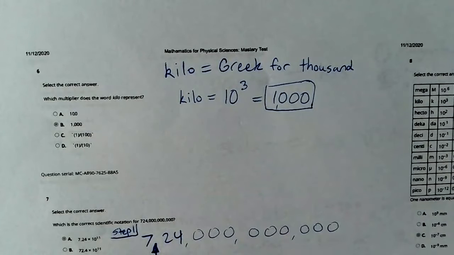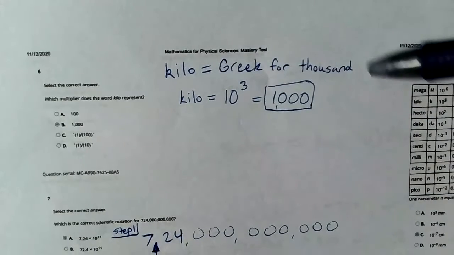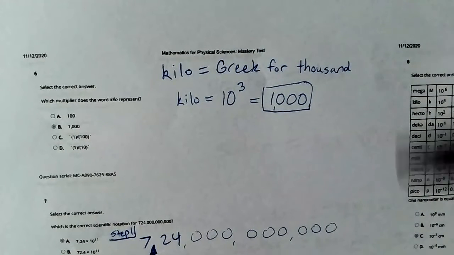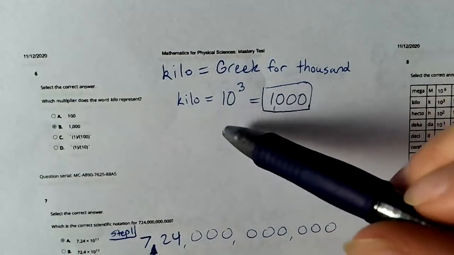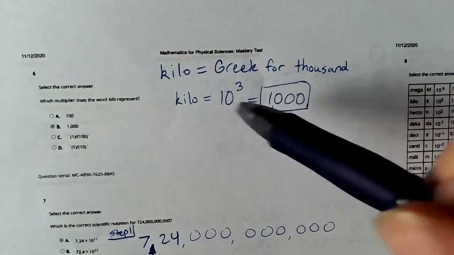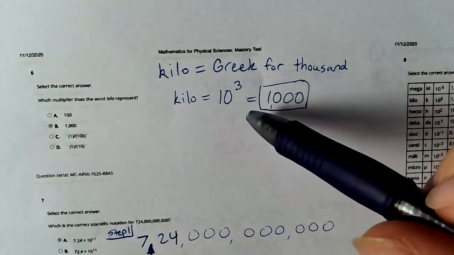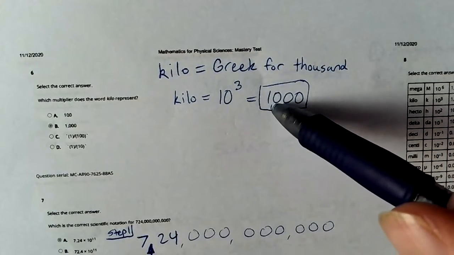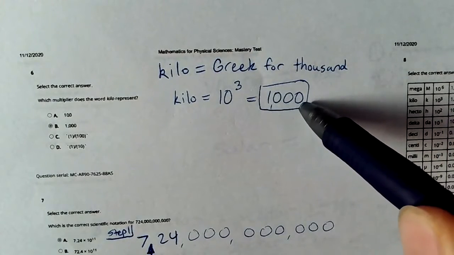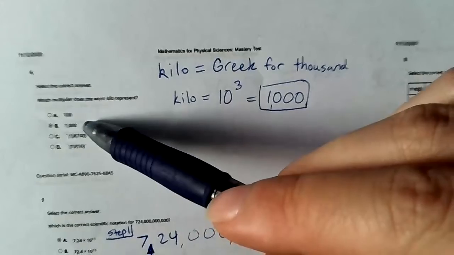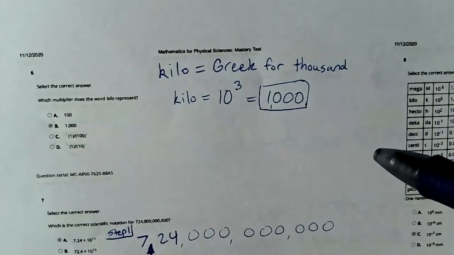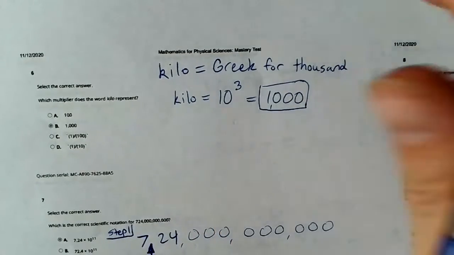Number 6, which is the correct answer? Which multiplier does the word kilo represent? Well, kilo is Greek, and that signifies 1,000. So kilo is the same as 10 to the 3rd power, and that means 1,000. And that's just testing your prefixes.